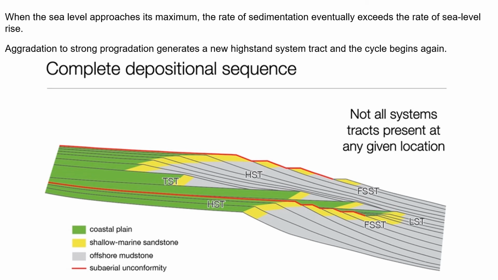Not all systems tracts are going to be present at any given location, obviously. You're not going to see a lowstand in every single location. But you can see we also have subaerial unconformities. Those are what are bounding those. So notice, in between our two red lines, we have a lowstand, a transgression, a high, and a falling. We have all four. That is one depositional sequence in between those two red lines.